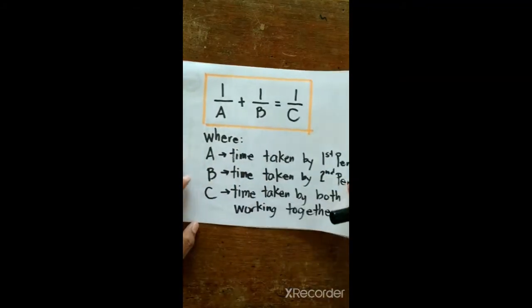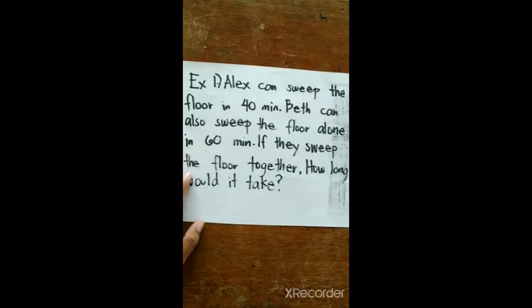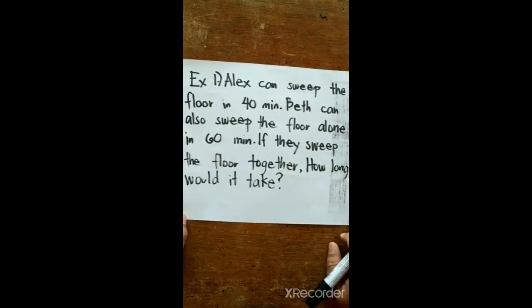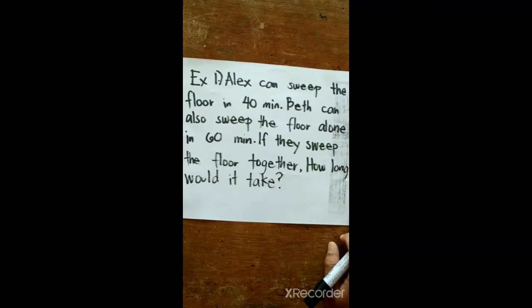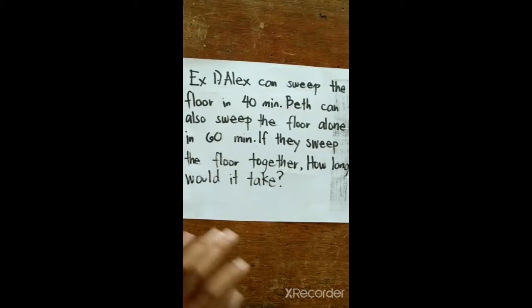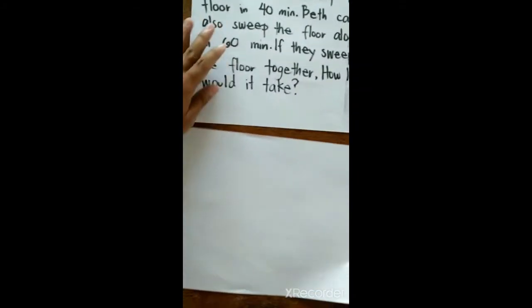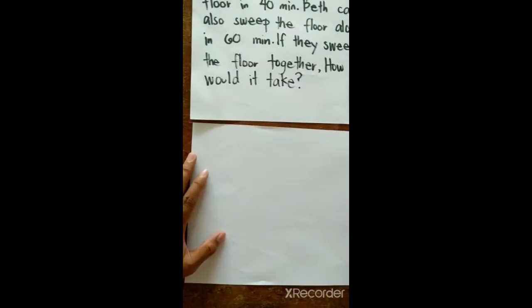Okay, so let's start with our first example. Alex can sweep the floor in 40 minutes. Beth can also sweep the floor alone in 60 minutes. If they sweep the floor together, how long would it take? For our first problem, we have two persons involved.